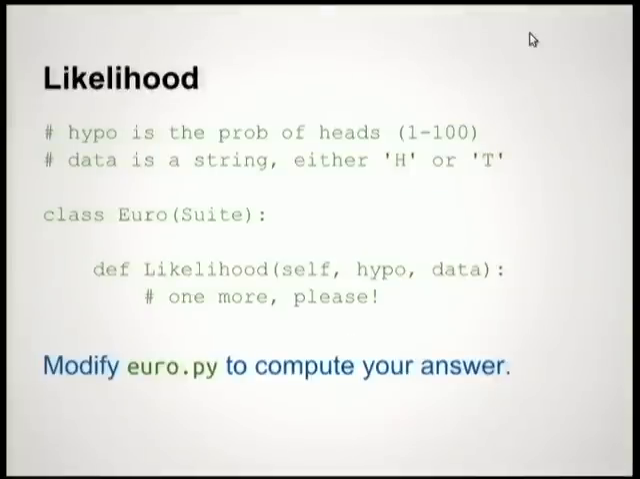If you go to euro.py, you'll see again that I've provided the structure for you, and you're going to fill in the likelihood function. The comments here explain the arguments that you're going to get. So you're going to get hypo. Hypo is going to be the hypothetical value of X, and this is on a scale from 1 to 100. So a little bit annoying, but there you are. And the data is going to be a string that's either H or T, capital H, capital T, for heads or tails, obviously. So you write the likelihood function, and then we'll get going again.